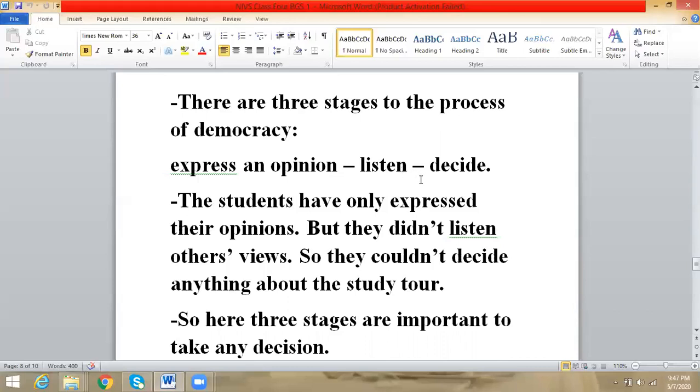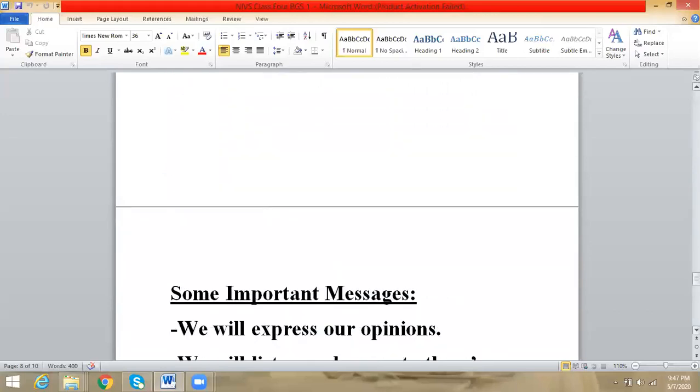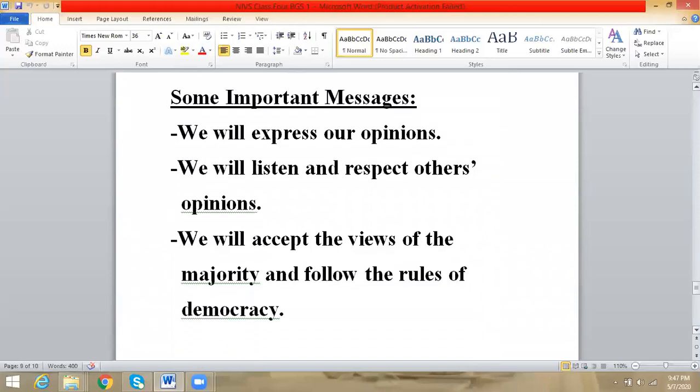So these 3 stages are important for making decisions in every sphere of life, whether in a small sphere of life at home or at school, or in a big sphere of life like a parliament. We have to follow the rules of democracy to take any decision.